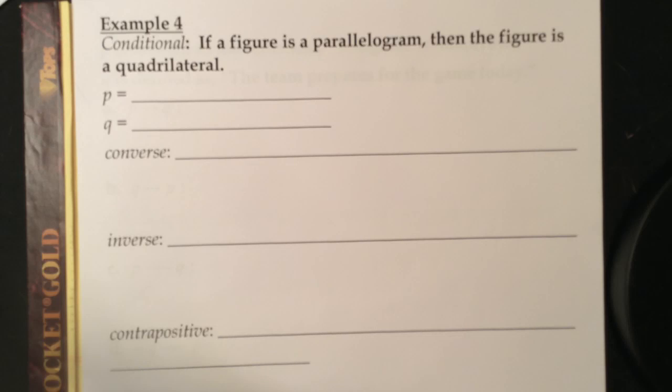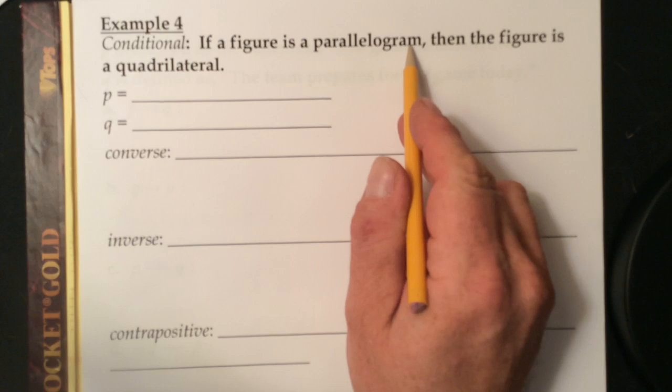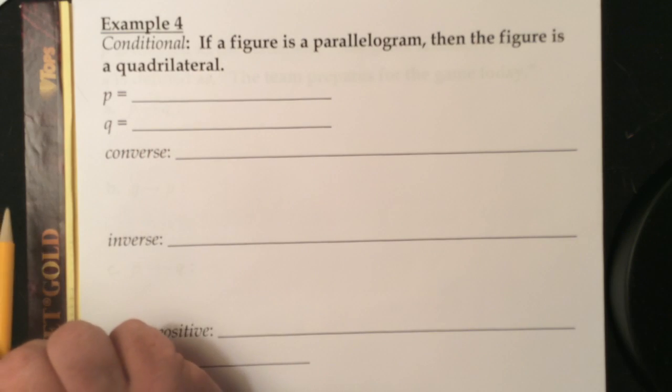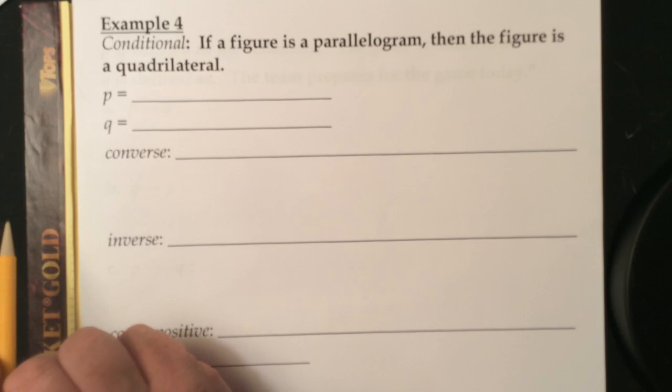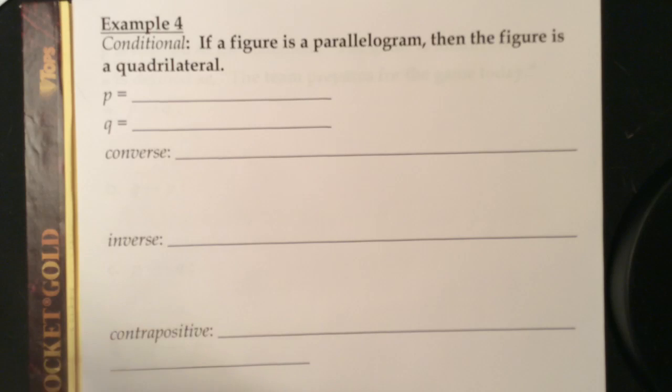Example 4, what are the converse, inverse, and contrapositive of the following conditional? And here's the conditional. If a figure is a parallelogram, then the figure is a quadrilateral. Then they ask, what are the truth values of each? Remember, the truth value of a statement is either true or false. If a statement is false, give a counterexample. So there's quite a bit to do here.